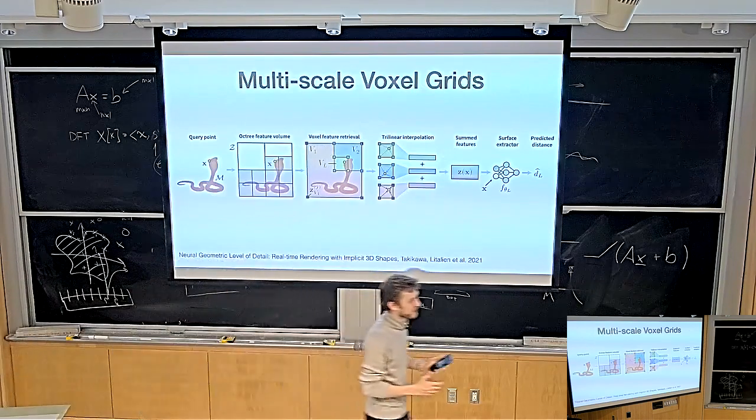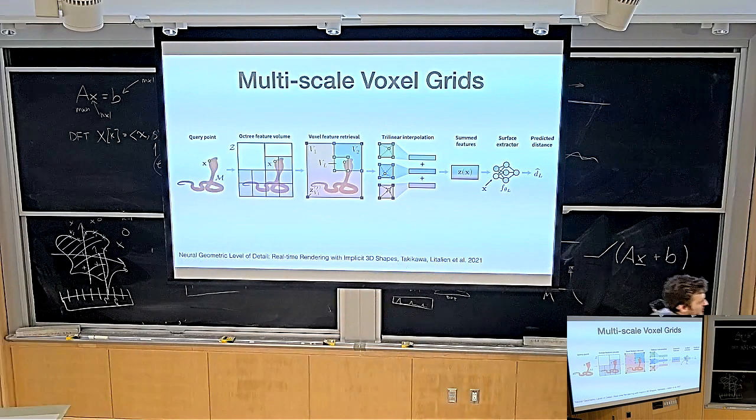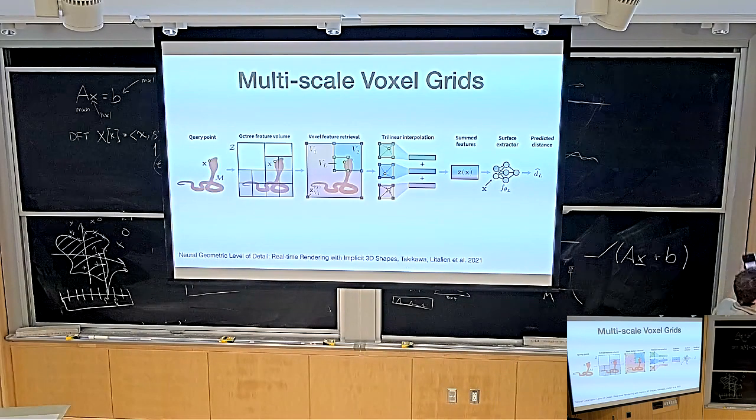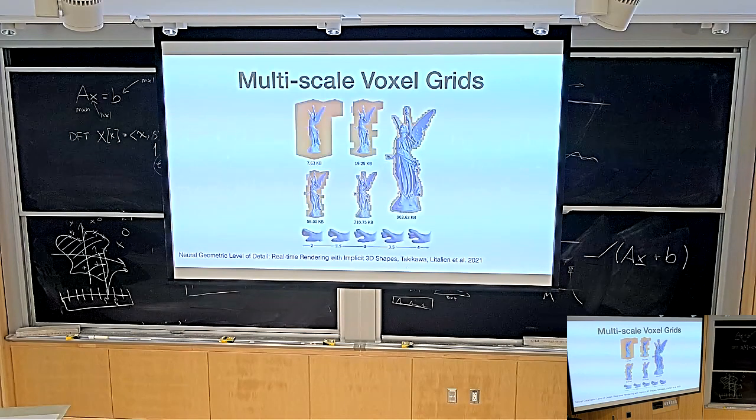Here's another thing that people can do. We already talked about multi-scale voxel grids, right? So you can do the same with a multi-scale voxel grid. You have, I don't know, an octree, and then you store features in your octree. You can do that. And people have used this as recently as 2021 to store really high-quality 3D geometries like this signed distance function.